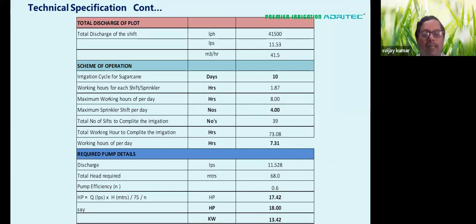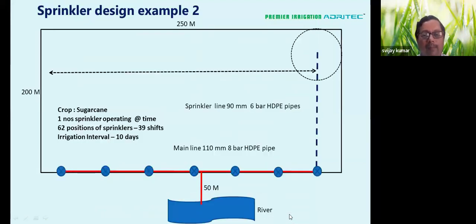After that, we have to finally recommend to the farmer what is the pump that is required. The discharge of each sprinkler is 41,500, you have already seen the calculation. 41,500 is nothing but 11.53 LPS. You have to keep it in LPS, and head is 68 meters. Efficiency is 0.6 or 60%. So the same calculation has been done. Q multiplied by H divided by 75 divided by efficiency will work out to 17.42, or say 18 horsepower. And you can also multiply it by 0.75 to get it into kilowatts. So 13.42 kilowatt is the requirement over here.